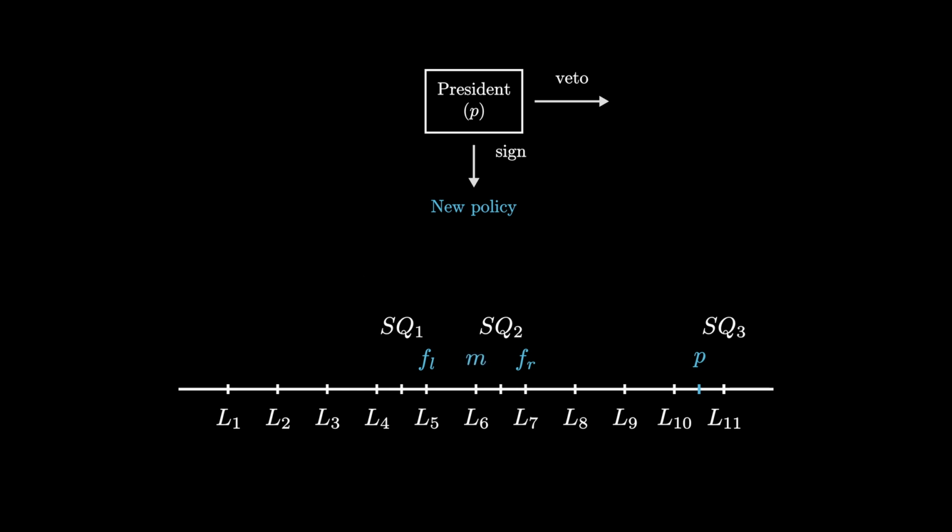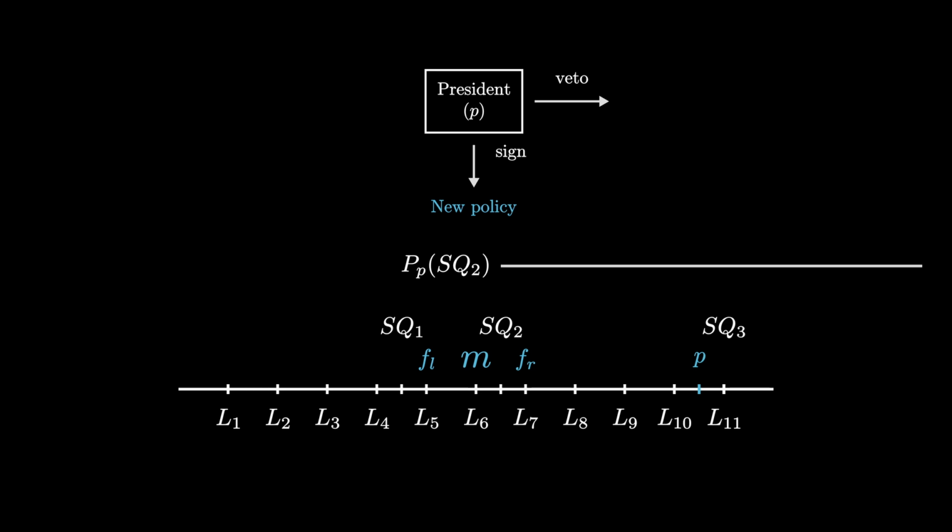Next, let's look at SQ2. SQ2 is a bit closer to the president's ideal point, so their preferred-to set is a bit smaller. However, SQ2 is on the same side of the median legislator's ideal point as the president's. So the median only wants to move SQ in the direction opposite the president's ideal point. As a result, the median legislator's ideal point is not in the president's preferred-to set, and a bill that moves the status quo to the median's ideal point will be vetoed.